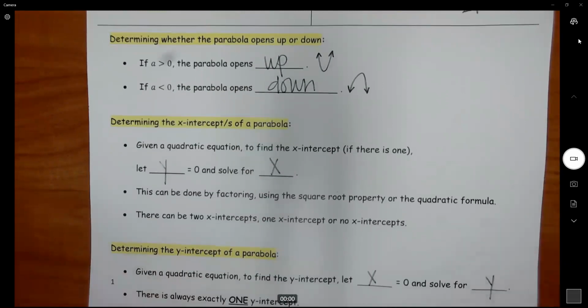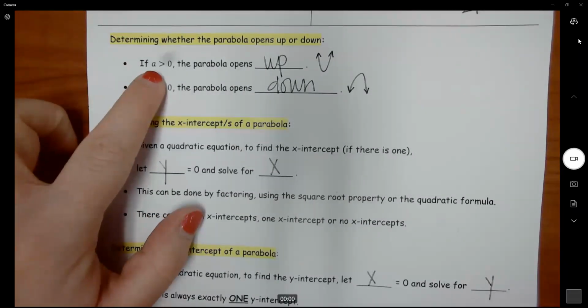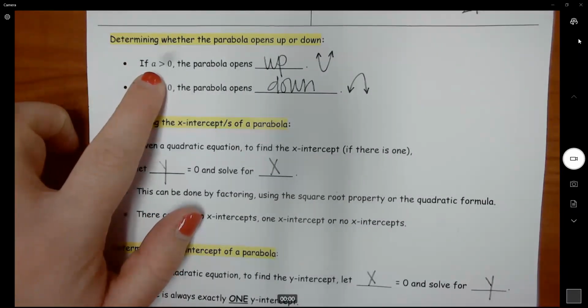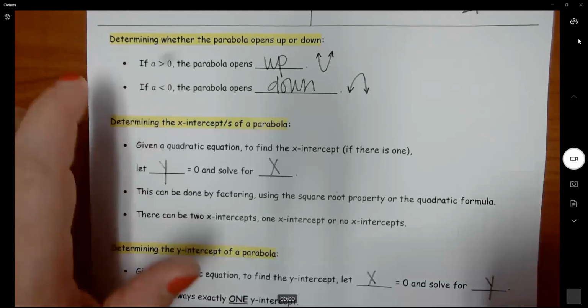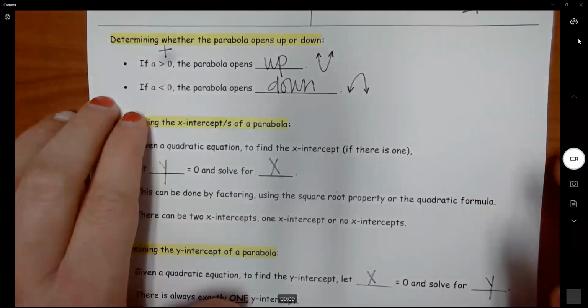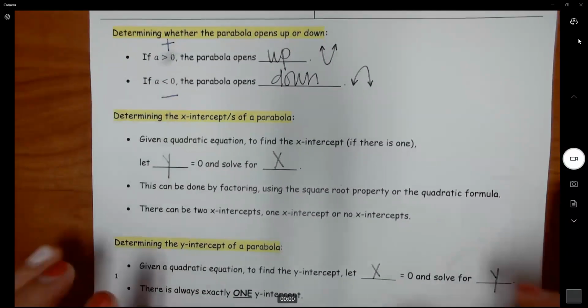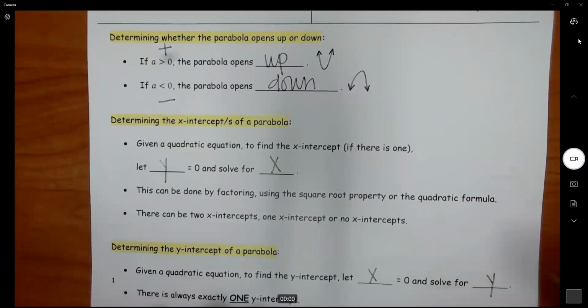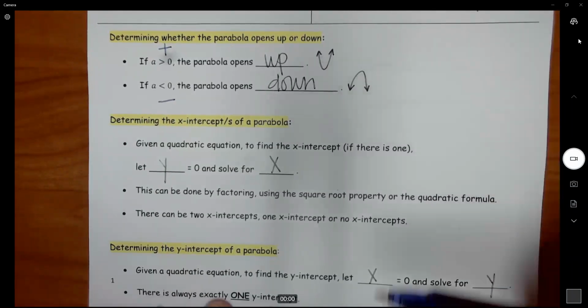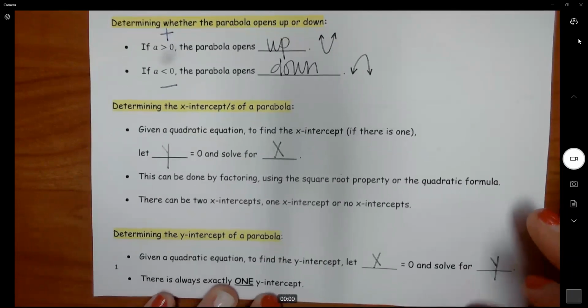And then here's some more information that it's going to be asked, and it's just good to know. You can determine if the parabola opens up or opens down by looking at your a. If a is greater than 0, or positive, it's going to open up. If a is less than 0, or negative, then the parabola is going to open down. These are your open up and open down parabolas.